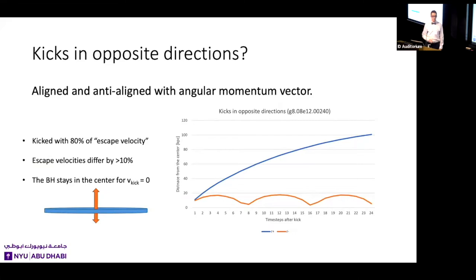That makes sense. Can I ask a quick technical question? What's the mass resolution of the simulations you're doing these kicks in, and what's the mass of the black holes? So the mass of the black holes, let me give you the correct numbers. For this one, the mass of the halo is 7 times 10 to the 12. And the mass of the black hole is 8 times 10 to the 8. Okay. Cool. Thanks.